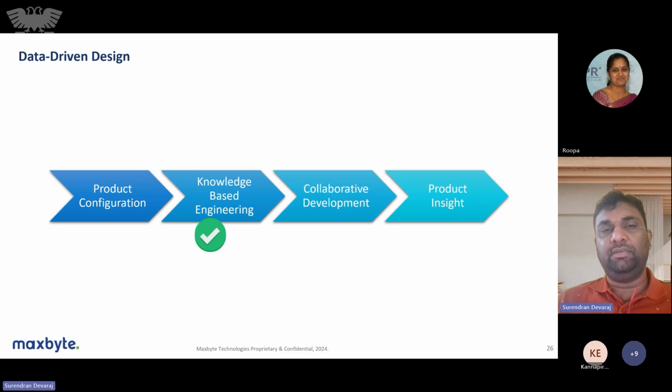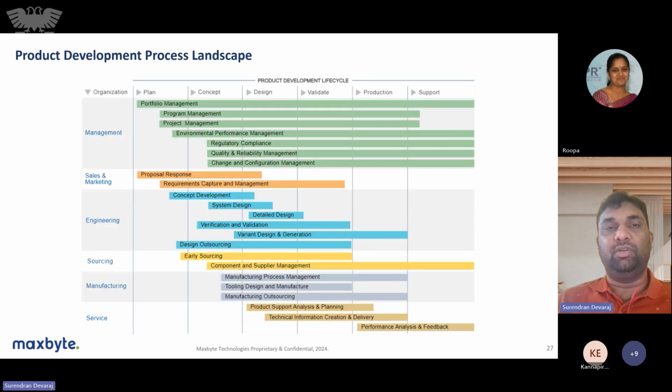The other example is on the knowledge-based engineering side, where we deal with multiple kinds of knowledge across different areas, right from planning till support. Multiple teams will be interacting, like marketing, engineering, sourcing, manufacturing, servicing, across the complete product development life cycle. You can imagine the volume of data dealt with across this life cycle, and how this data is managed and converted to knowledge is again a key and critical aspect.